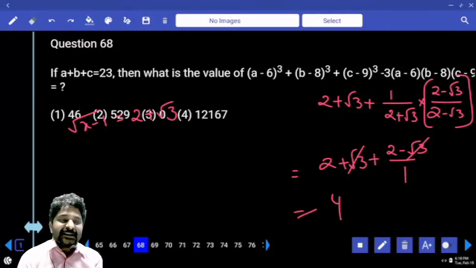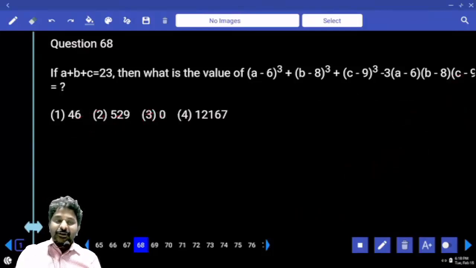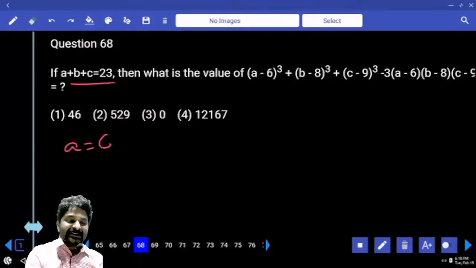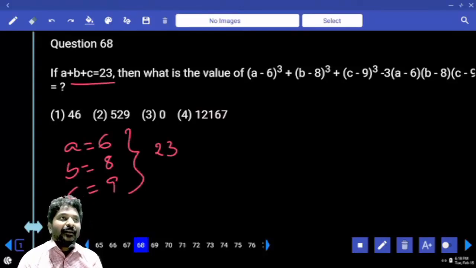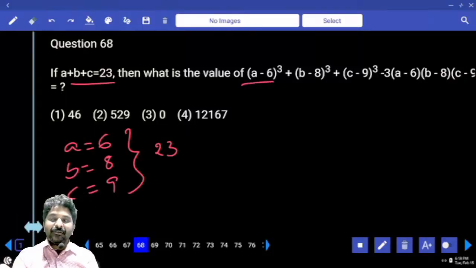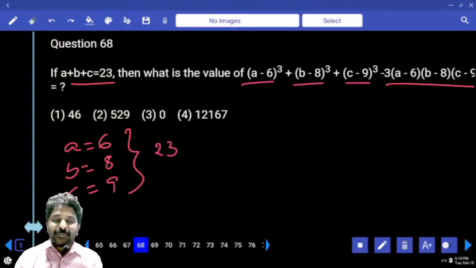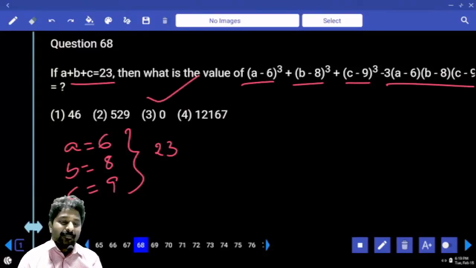Next, a plus b plus c is equal to 23. Then the value of... So here also I'll choose a value as 6, b value as 8, c value as 9. Is a plus b plus c equal to 23? If you substitute that value, 6 minus 6, 0. 8 minus 8, 0. 9 minus 9, 0. Minus 3 into 6 minus 6, 0. Every number is 0, so the answer is also 0. You may ask me, how did you choose a value as 6?